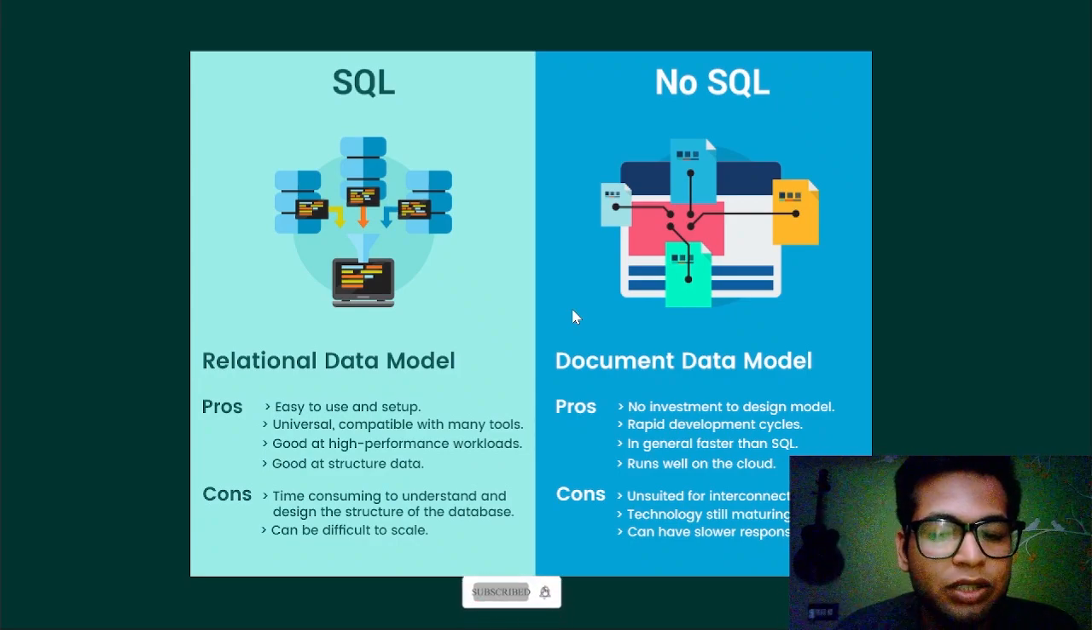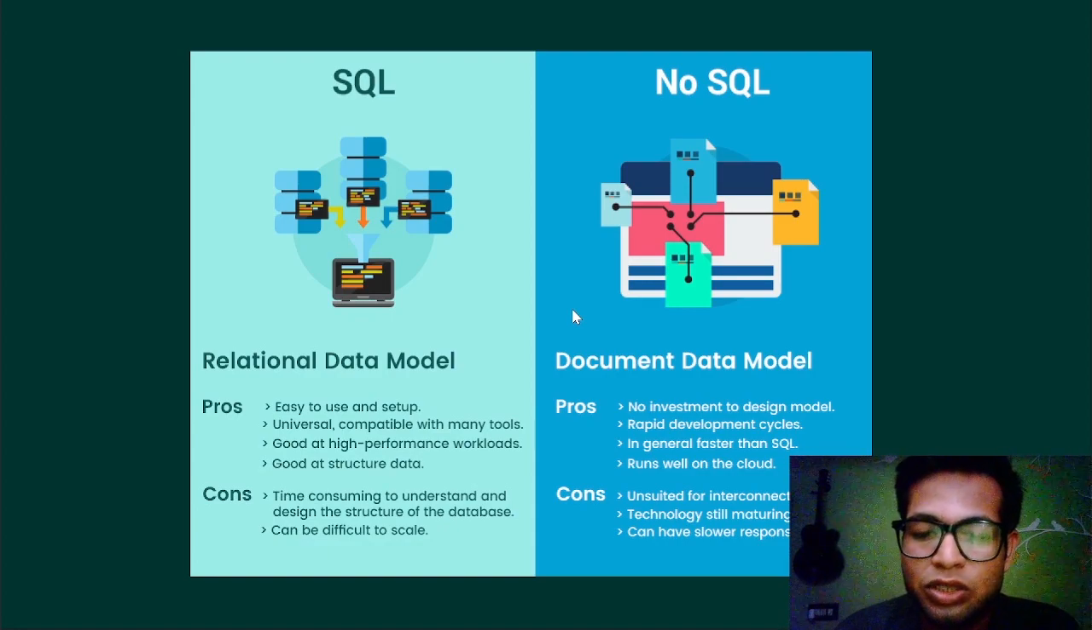For SQL, it is time consuming to understand and design the structure of the database, and it can be difficult to scale SQL databases. Now let's look at NoSQL. NoSQL is unsuited for interconnected data, the technology is still maturing, and it can have slower response time. So NoSQL is new, and SQL is something we have been using for many years. So this is the difference between SQL and NoSQL.